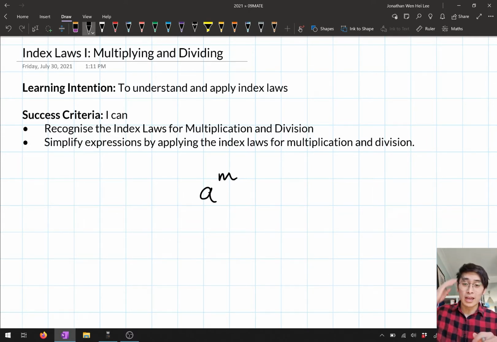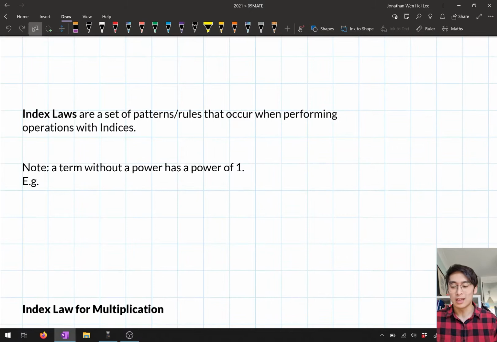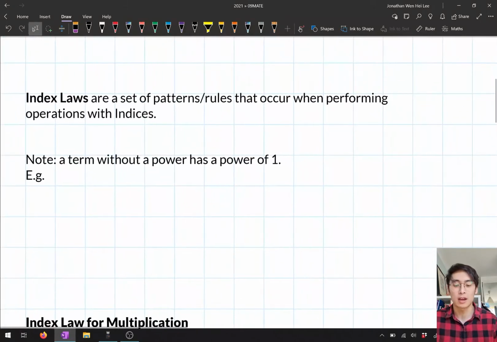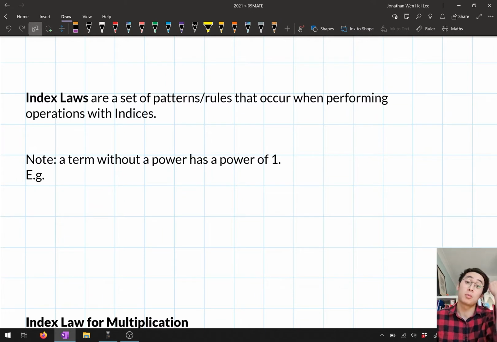So what we're going to be looking at today and in the next couple of lessons is a whole bunch of these things called index laws. Now, an index law is a set of patterns or rules that occur when performing operations with indices. So when we do some specific operations with indices, we notice a few patterns when we perform those operations. So what we're going to be dealing with is figuring out what those patterns are and applying those patterns.